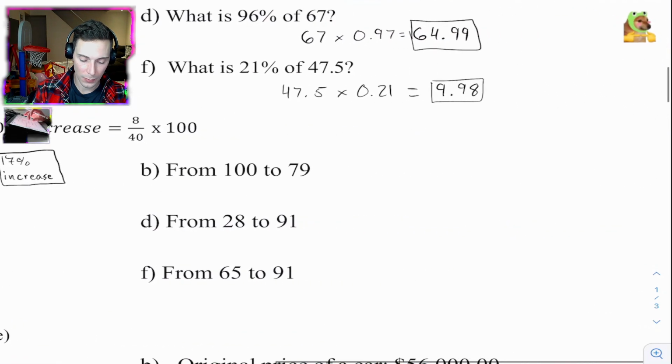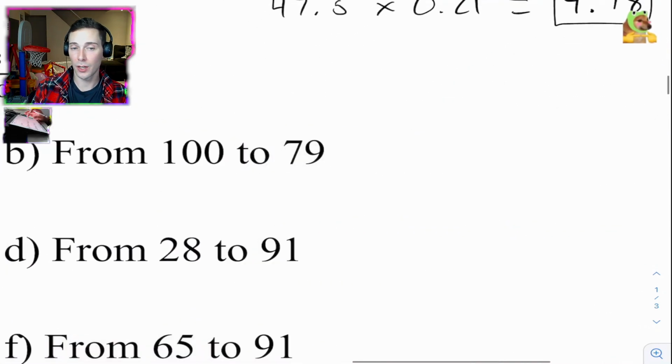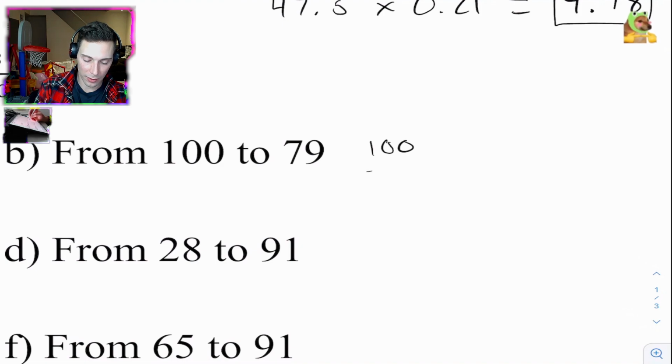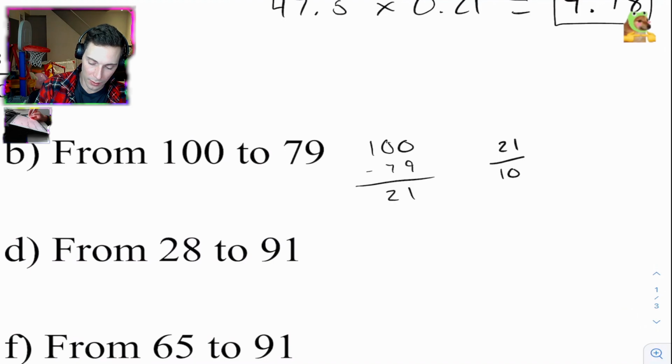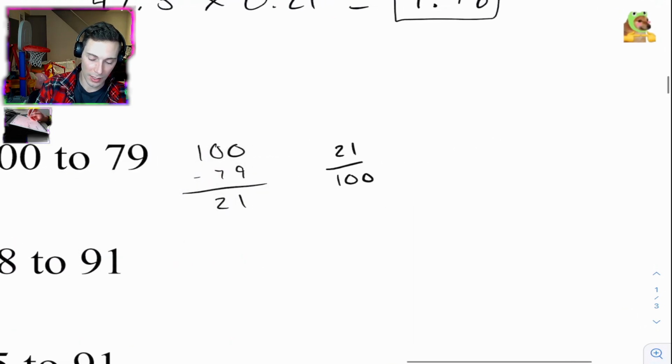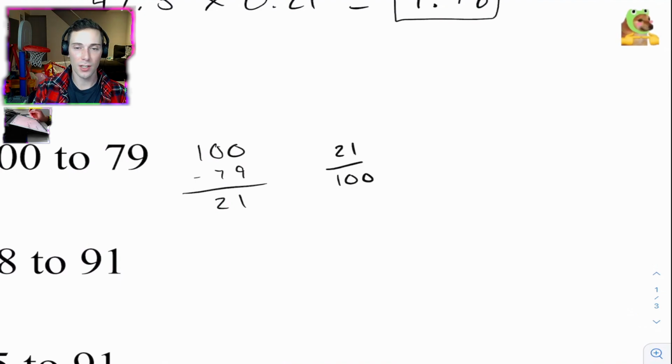Okay, 100 to 79. So let's start with the bigger number and subtract our smaller number to get our difference, 21. Now, 21 divided by our starting number, it's already in fraction form. That's genius. I love it. 21 out of 100 is equal to 21%.